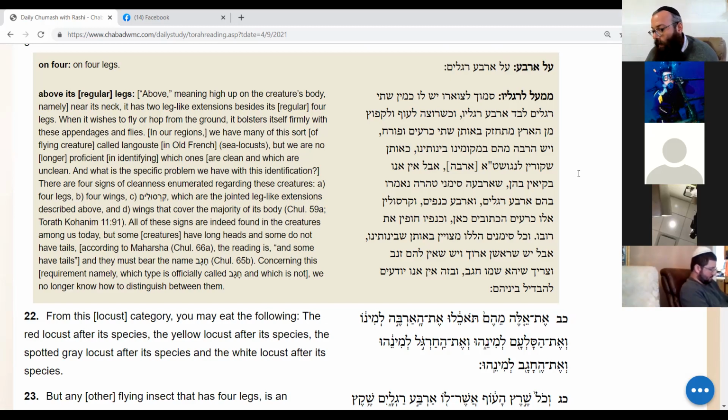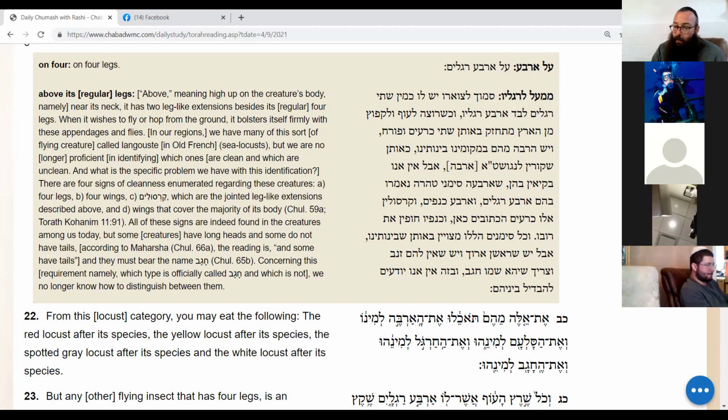And also, its wings have to cover most of its body. Even once you figure that all out, on top of that, it needs to have a long head. There are different size heads on grasshoppers, and some have no tail. Some do, some don't. And its name has to be Chagov. And that's way too complicated.